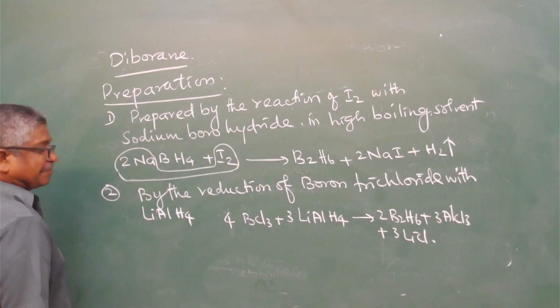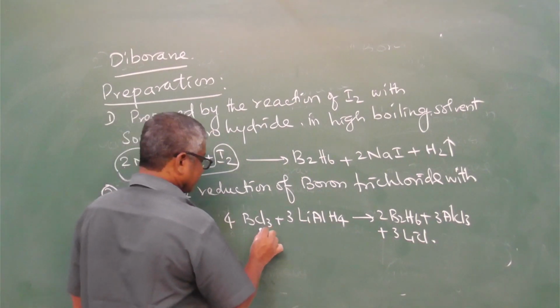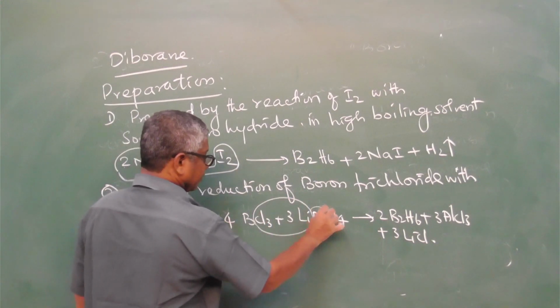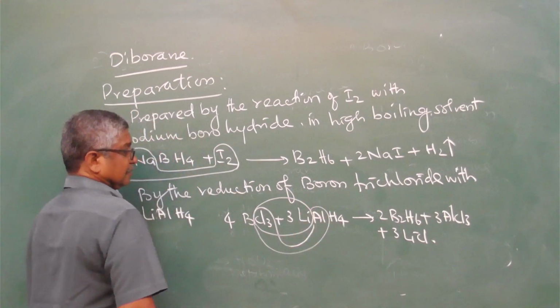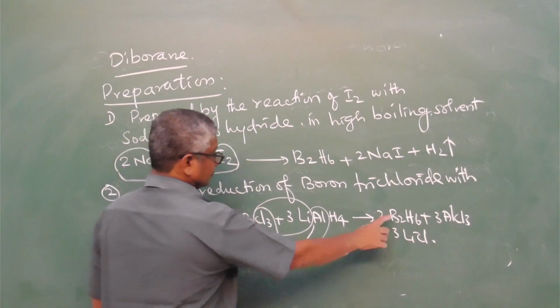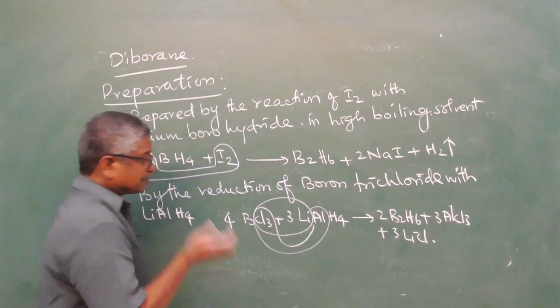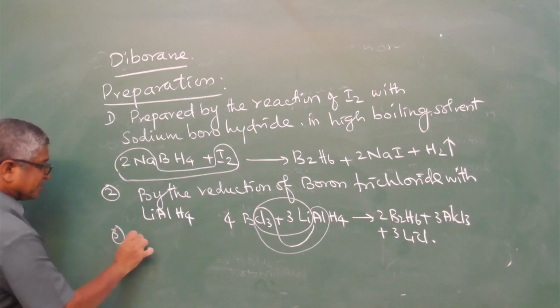Second method of preparation: 3 lithium chloride and 1 aluminum with 3 chlorine. Then the left is diborane compound with lithium chloride and aluminum chloride.